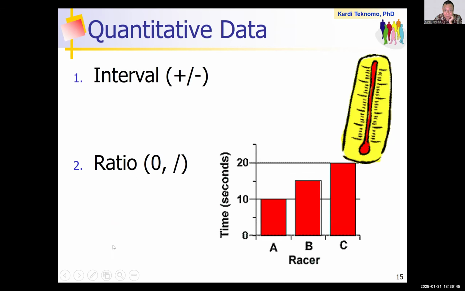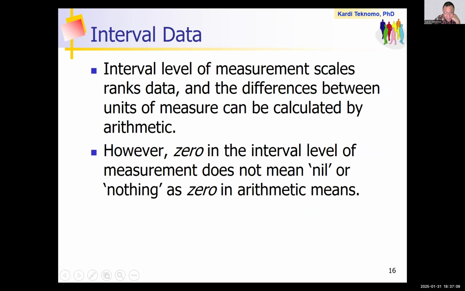The next one is quantitative data, which is interval or ratio. Now, in quantitative data, when it is interval, you can do arithmetic, which is plus and minus. In ratio data type, you will have 0 and you can multiply and divide. So this is the example of interval data. Well, you can have 0 in the interval, but the 0 doesn't mean nothing.